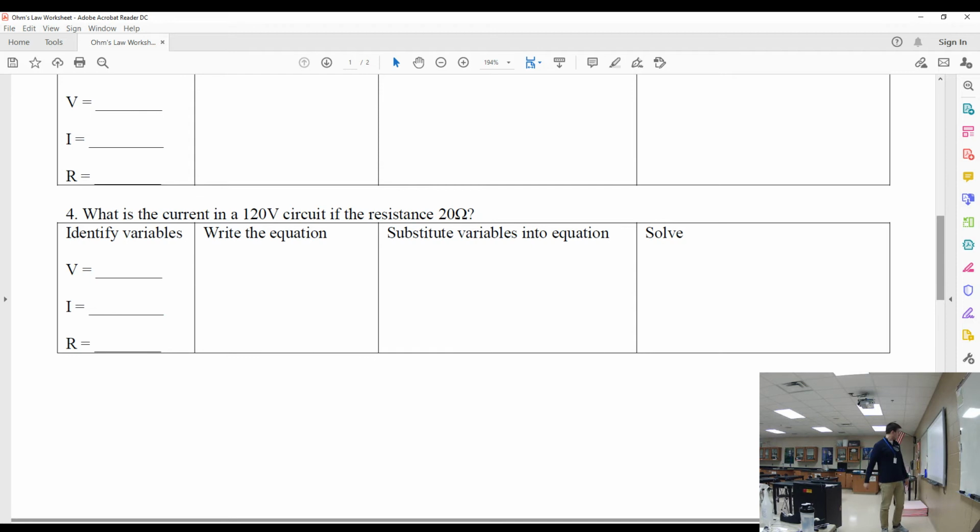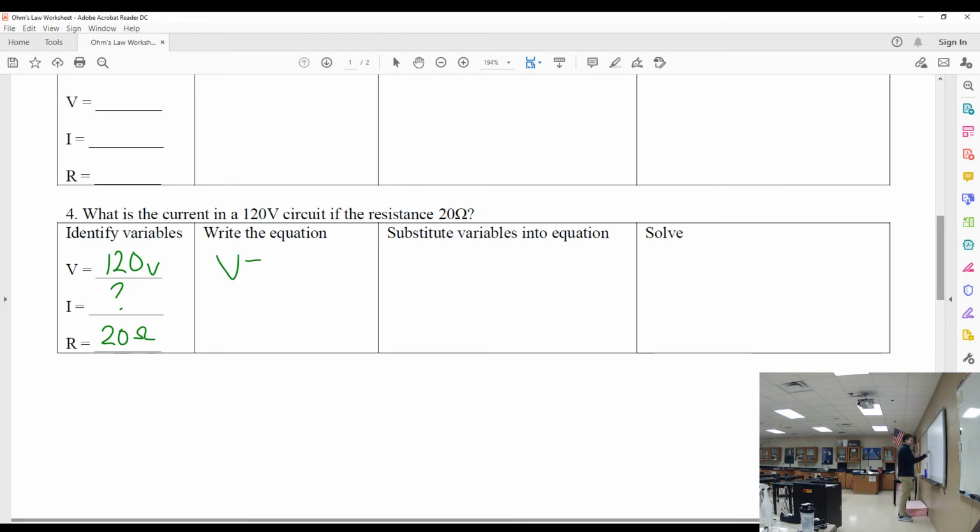The other practice one we're going to do today is number 4. Number 4 says, what is the current in a 120 volt circuit if the resistance is 20 ohms? 120 volts is what comes out of a wall, so this is a really good one for us. Right away it tells me I have 120 volts. I'm looking for the current, and my resistance is 20 ohms.